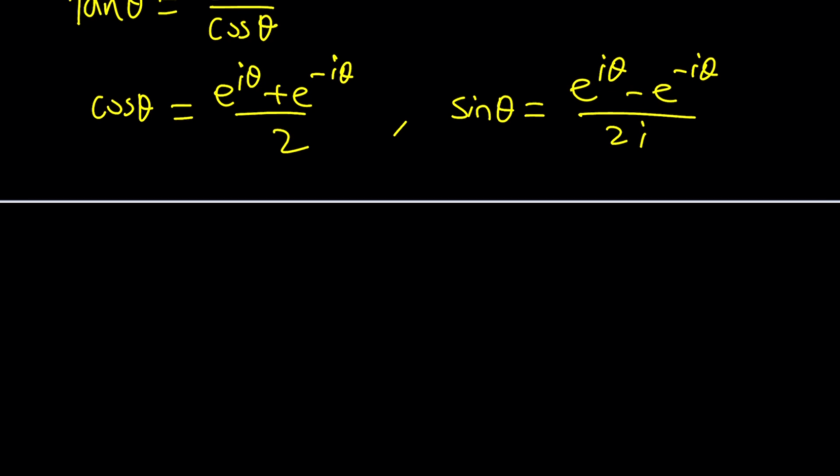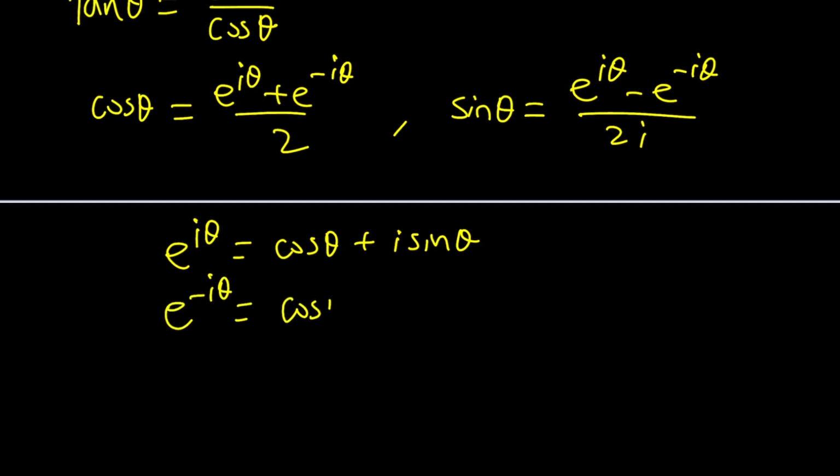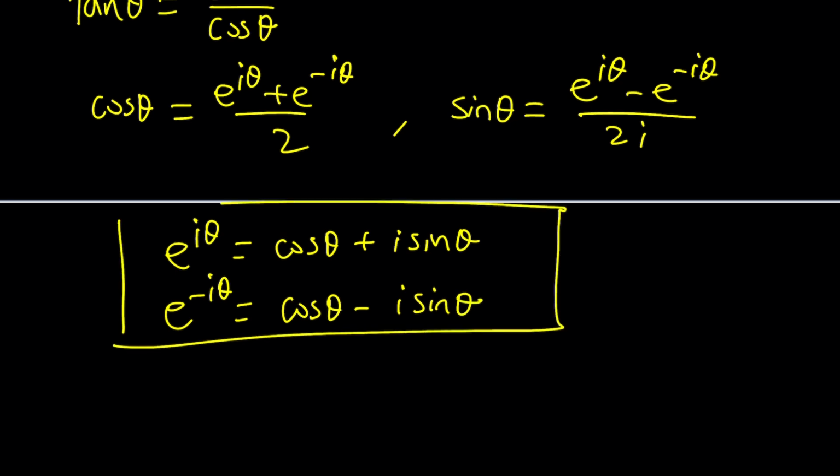Let's quickly talk about those. I don't want to go over the whole thing. But if you think about Euler's formula, e to the i theta can be written as cosine theta plus i sine theta. And of course, if you replace theta with negative theta, then you get cosine theta minus i sine theta because cosine is even and sine is odd. And then by solving the system for sine and cosine, you get the following identities. Cool. Now, that's where they come from. Let's go ahead and use it.